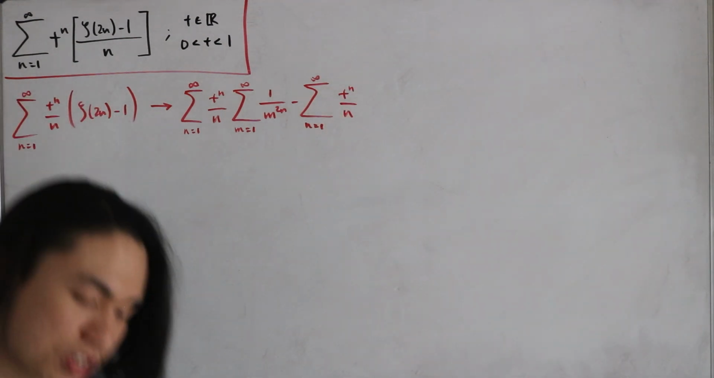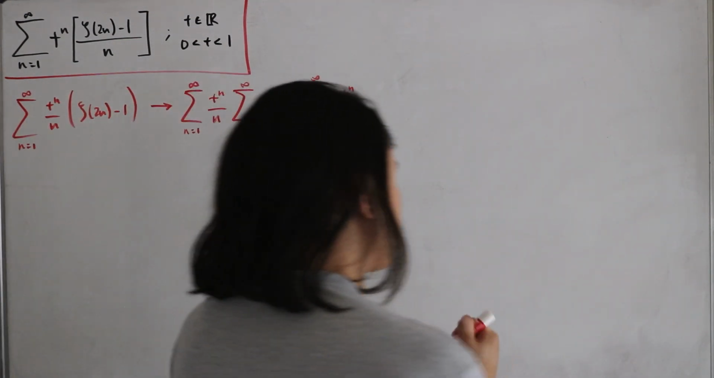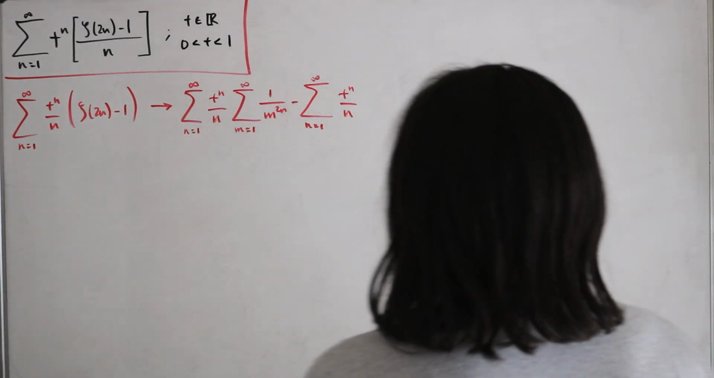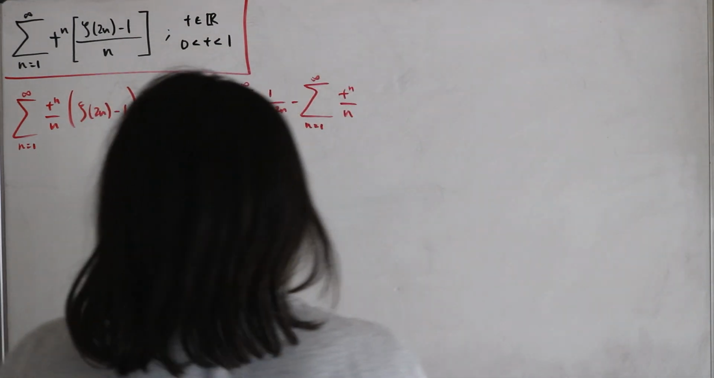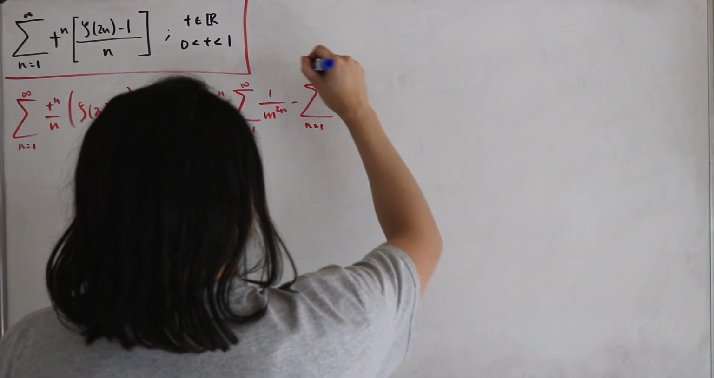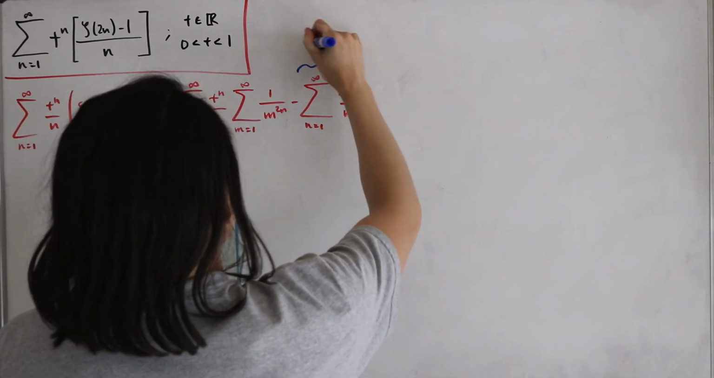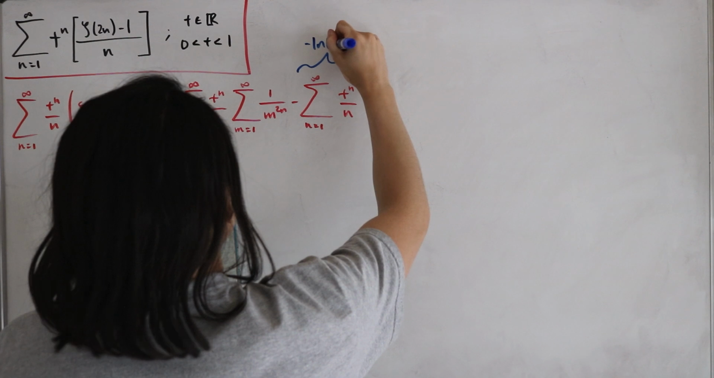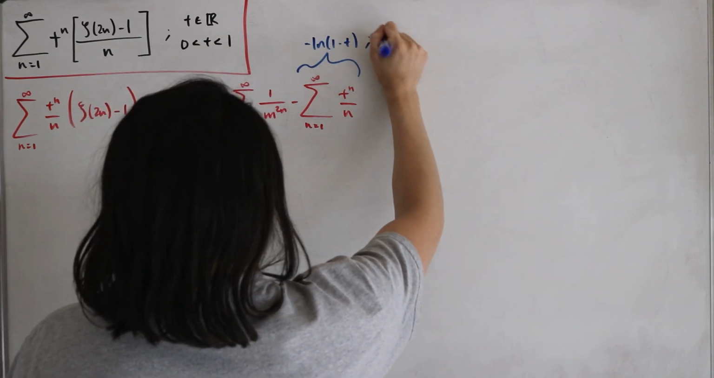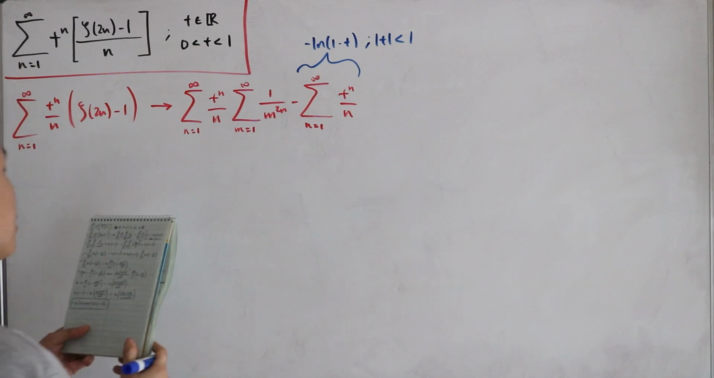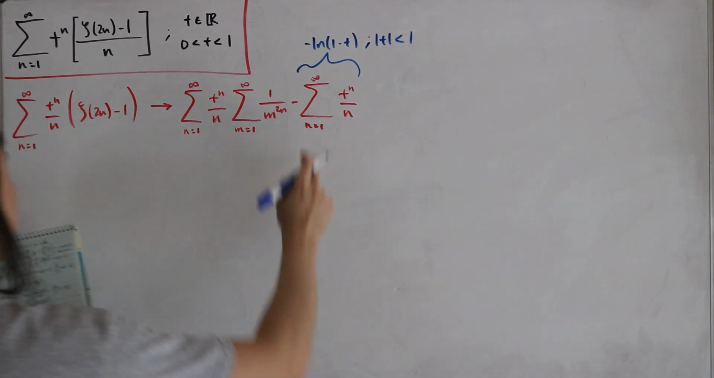What you'll notice is that the last infinite sum term right here comes to a nice little form of a natural log function series representation. This is the same thing written as negative ln of 1 minus t, and of course that is for the absolute value of t strictly less than 1. Okay, so we can substitute this back in for that.